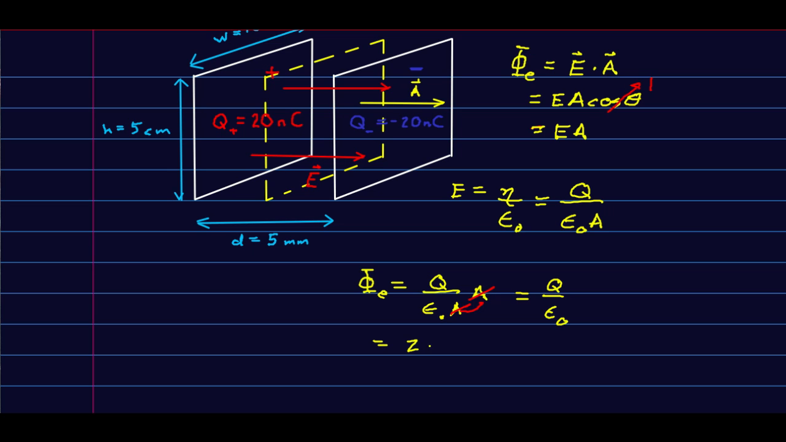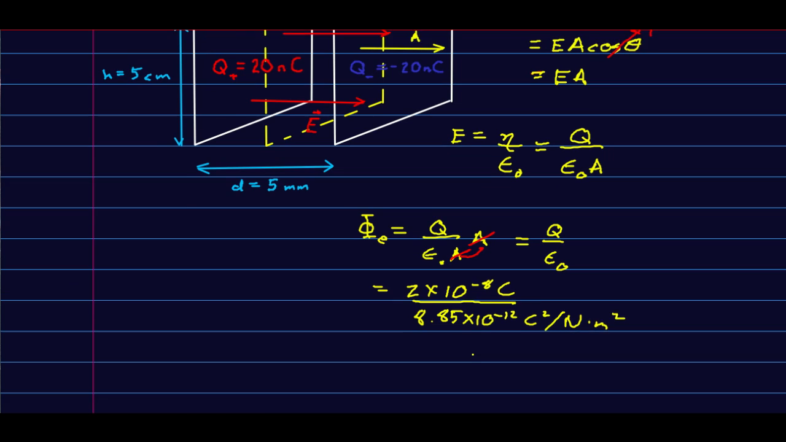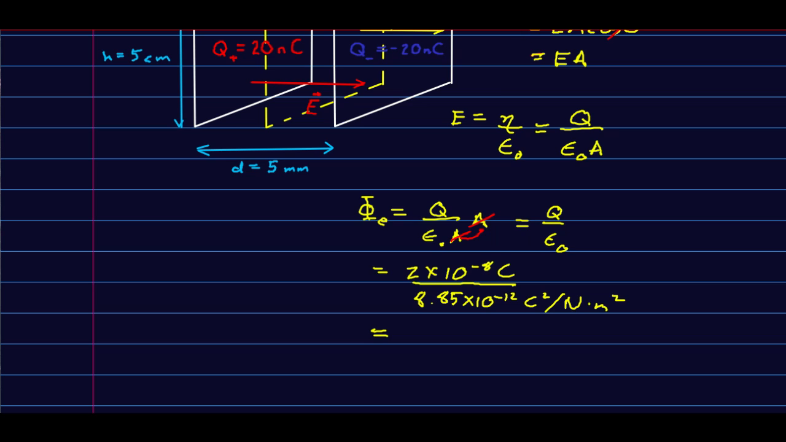So that's 2 times 10 to the negative 8 coulombs, right? That's the charge on one of the plates, over 8.85 times 10 to the negative 12, and careful of the units, coulombs squared per Newton meter squared. Well, you can plug that into your calculator as well as I can. I really don't care about the number. It's around about 10 to the 3.